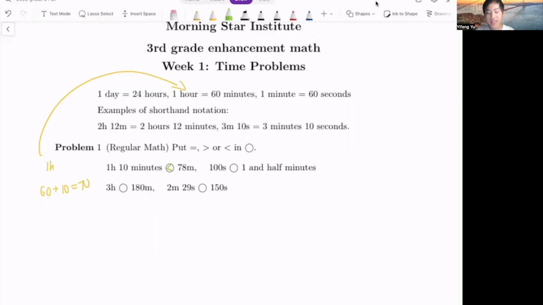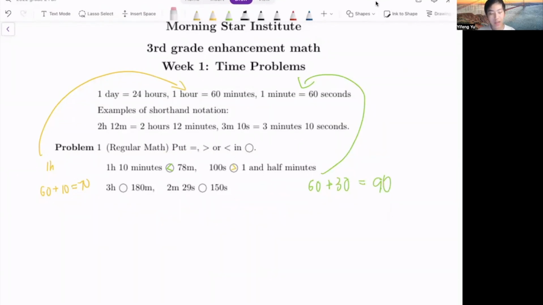Then 100 seconds is something to 1.5 minutes. So if 1 minute, as stated above, is 60 seconds, then 1/2 of that must be 30. And since this is 1.5, it's 60 plus 30. That gives us 90. So therefore, 100 seconds is greater than 1.5 minutes.